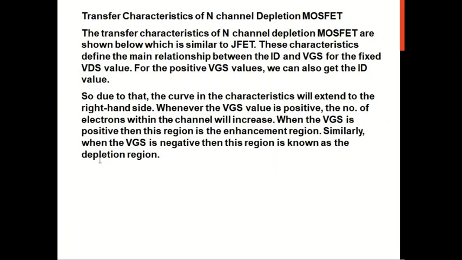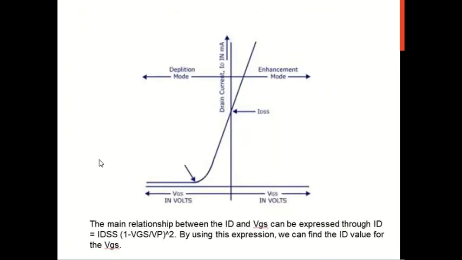When VGS is positive, the region is the enhancement region. Similarly, when VGS is negative, the region is known as the depletion region or depletion mode. We can see here that the main relationship between ID and VGS can be expressed as ID equals IDSS times (1 minus VGS by VP) whole squared. By using this expression, we can find the ID value from VGS.